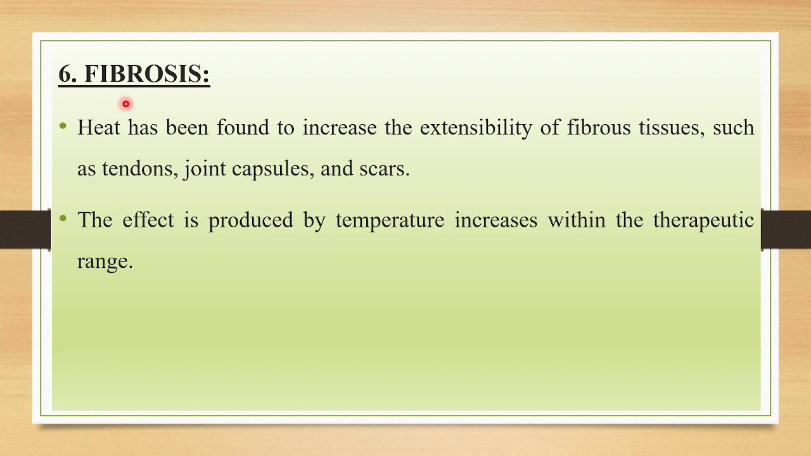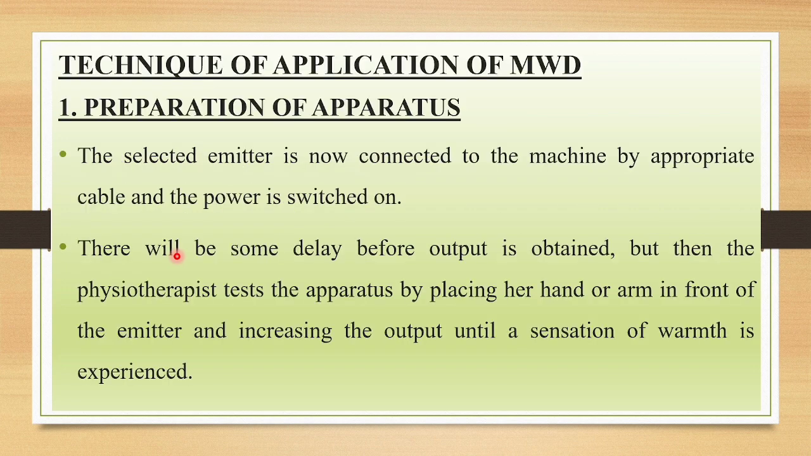So the next therapeutic effect is on fibrosis. Heat has been found to increase the extensibility of fibrous tissues such as tendon, joint capsules and scars. The effect is produced by temperature increases within the therapeutic range. So because of the increased heat, the extensibility of these tissues will increase, thereby reducing the effect of fibrosis.